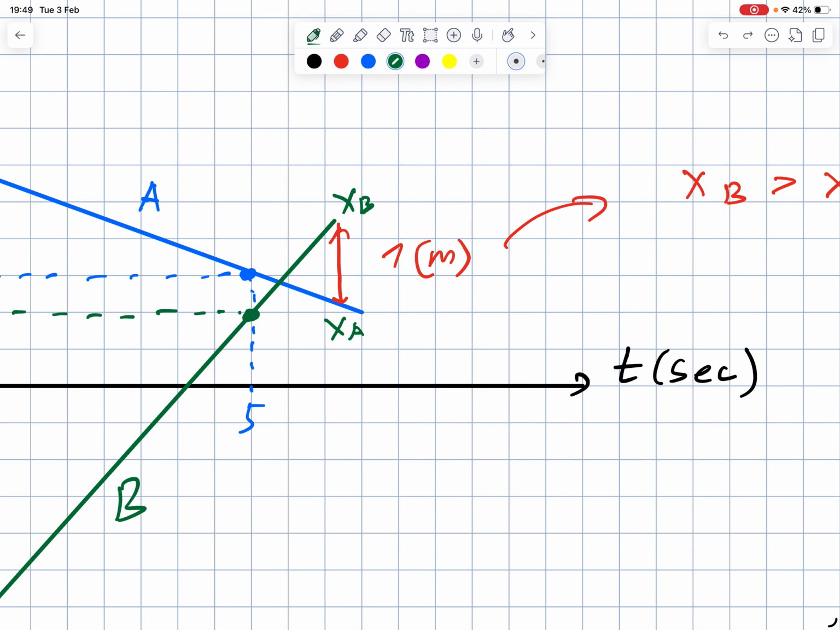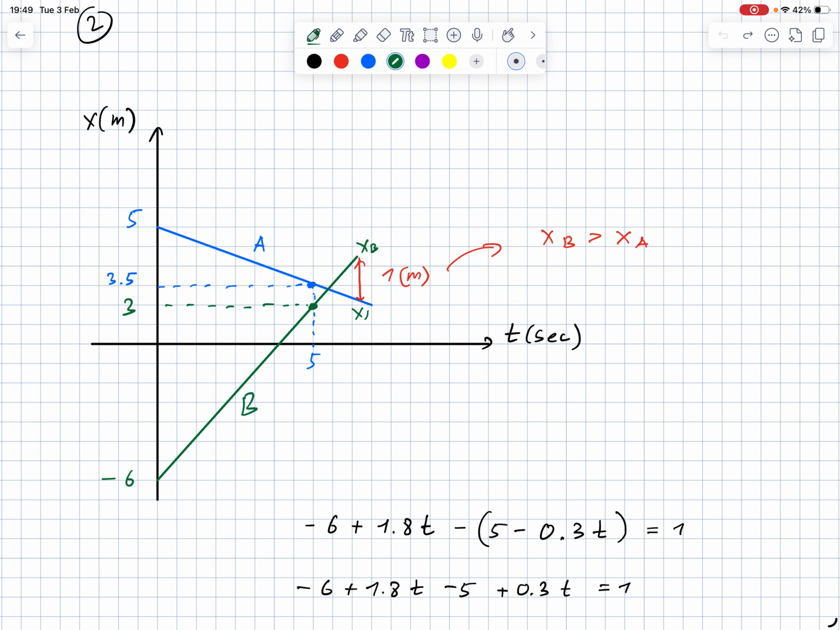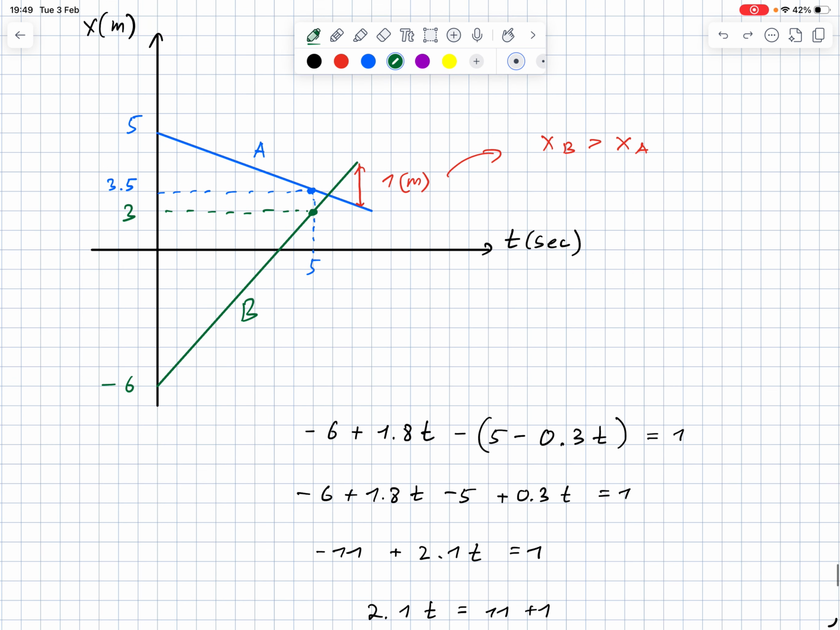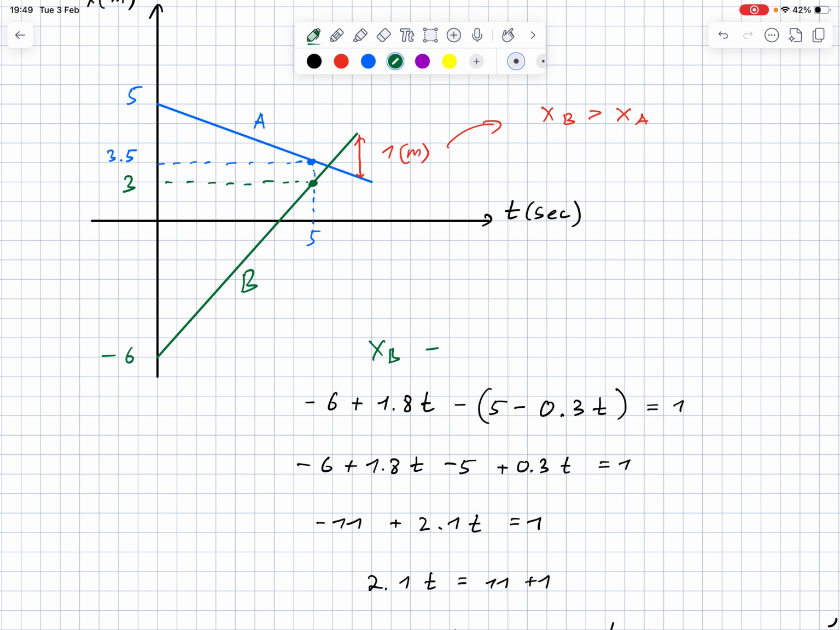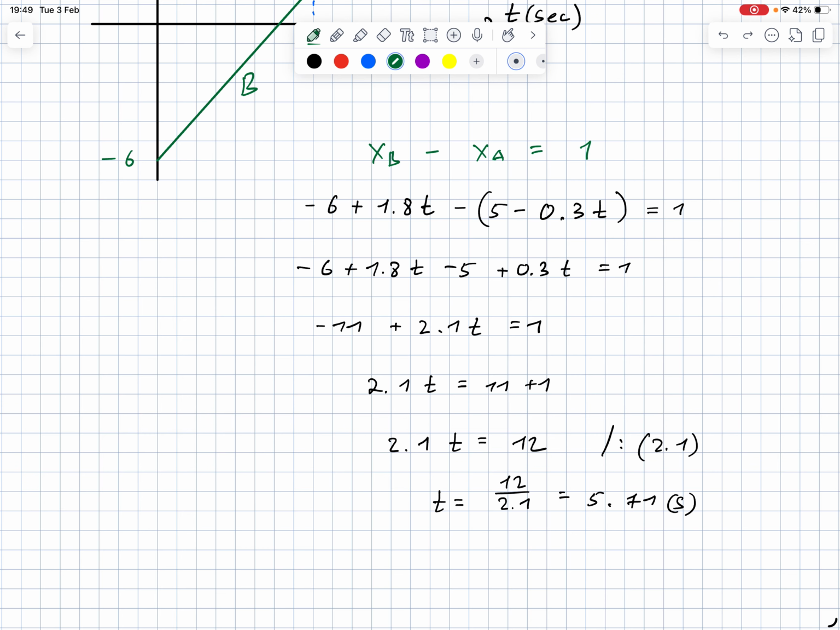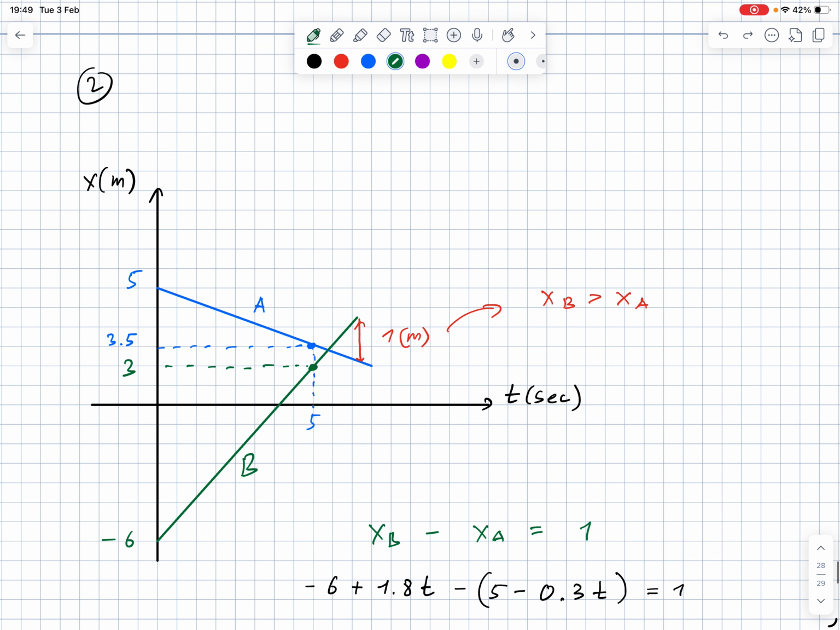Again, if I want the difference between B and A to be 1 meter, I should write xb minus xa equals 1. Again, we substitute xb with the linear function of the position of object B, and we substitute the linear function of object A with this expression. Again, some simple mathematical steps, and the second time, as we can see, is 5.71 seconds. So we have 2 times when the distance between those two objects is 1 meter.